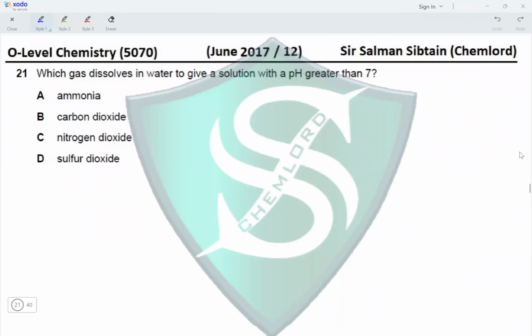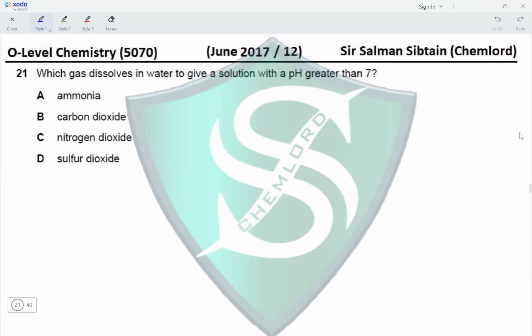Hi guys, this is O-Level Chemistry, paper 12, June 2017, question 21. Which gas dissolves in water to give a solution with a pH of greater than 7? So a pH of greater than 7 would mean that the solution is basic in nature.